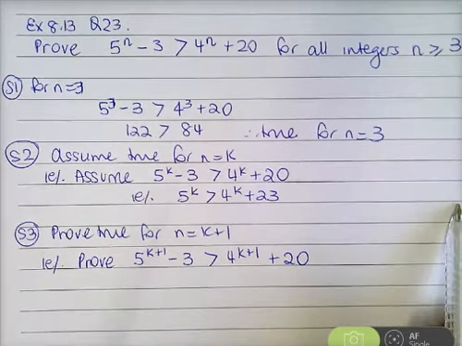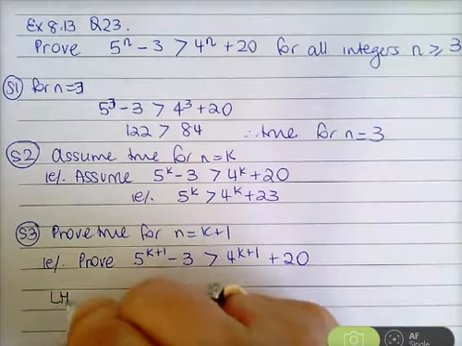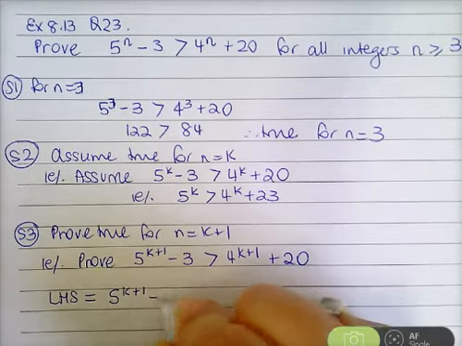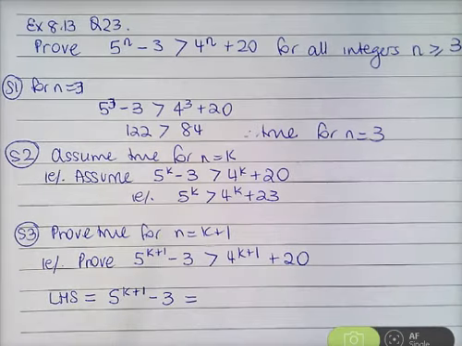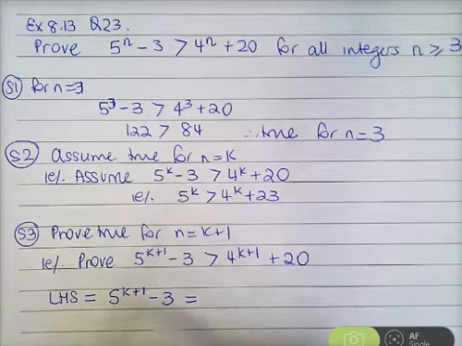Rearranging here that we want. Let's start with the left-hand side. You're only allowed to start with the left-hand side, which equals 5k times 5 to the power of k plus 1 minus 3. That's all you're allowed to start with. You're trying to show that it's greater than 4 to the k plus 1 plus 20. That's what we've got to show. Start with your left-hand side.